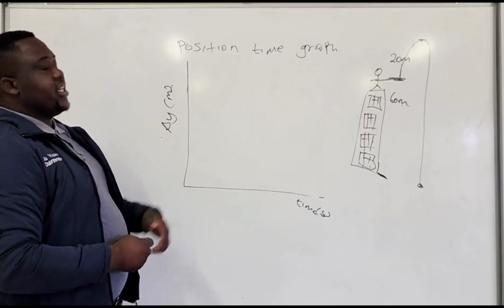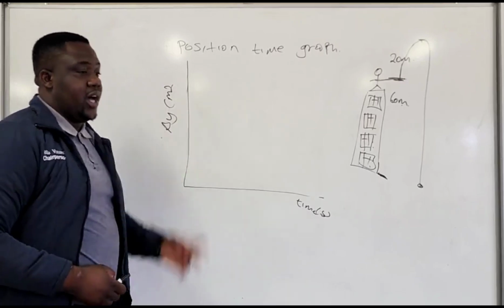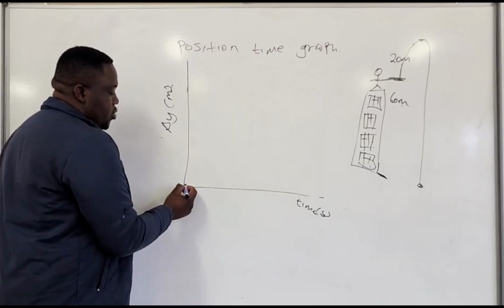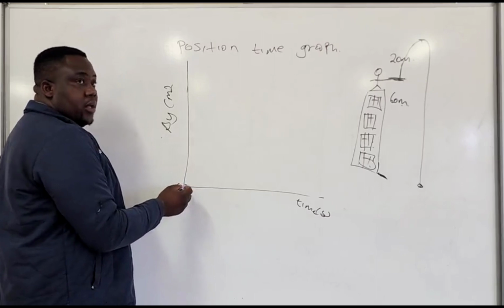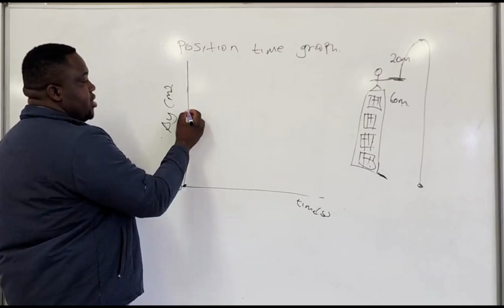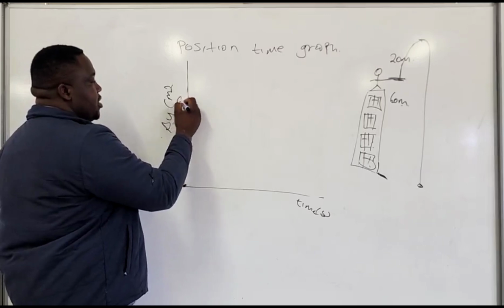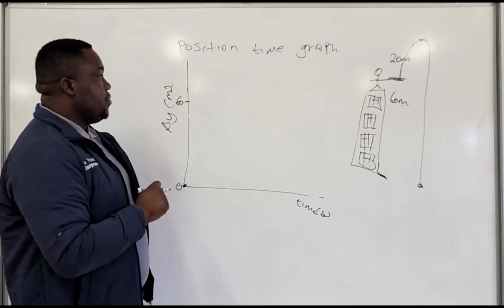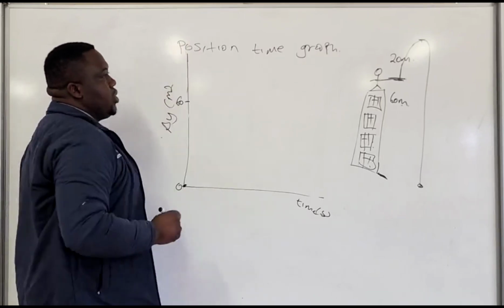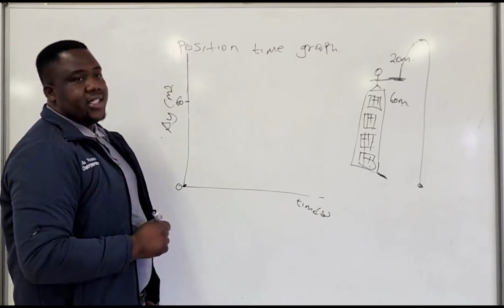The object was projected up, but it did not start from 0. It was not at position 0 when it was projected up. It was at 60 meters. So here we're going to have the 60. How do we represent that? It was at 60 meters.